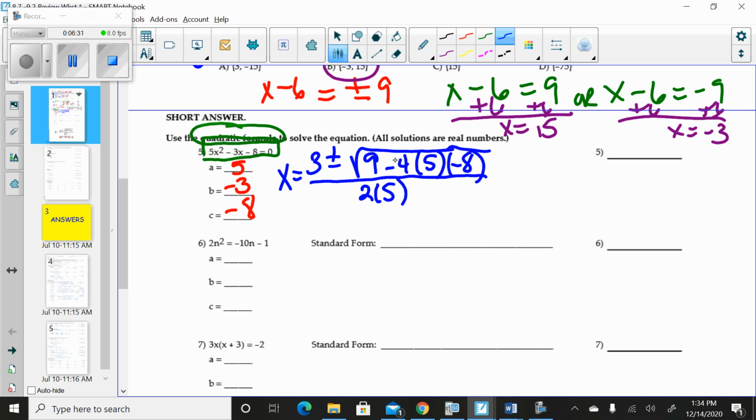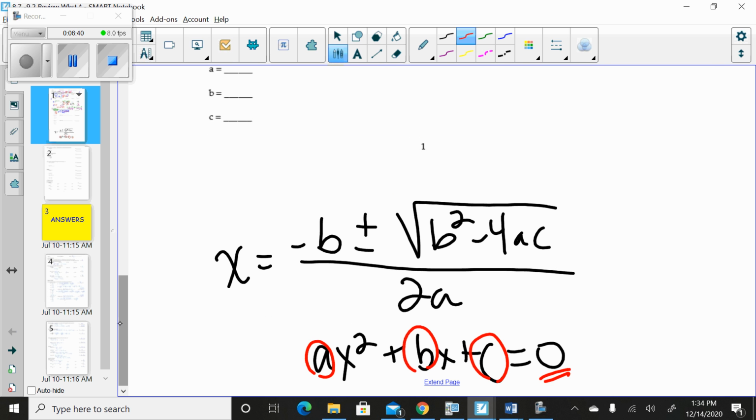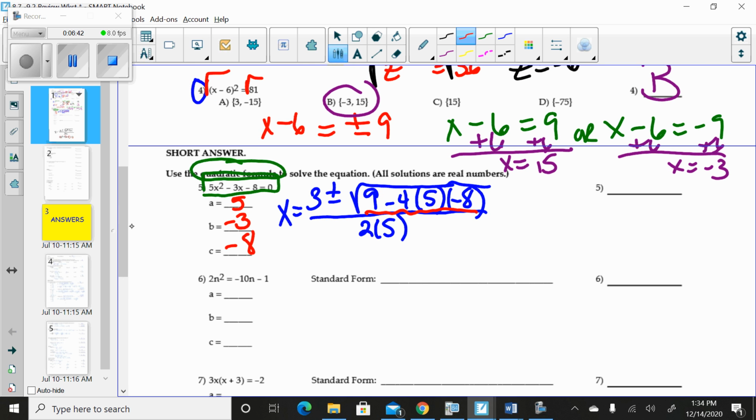Now, the work that you do to simplify here, the most important thing you're going to do is this underneath the radical. That's called the discriminant. It helps us decide which of those scenarios we have. So can you take a moment, type that into your calculator, 9 minus 4 times 5 times -8. See what you get for underneath the radical there. So we have 3 plus or minus the square root of something all over 2 times 5, which is 10.